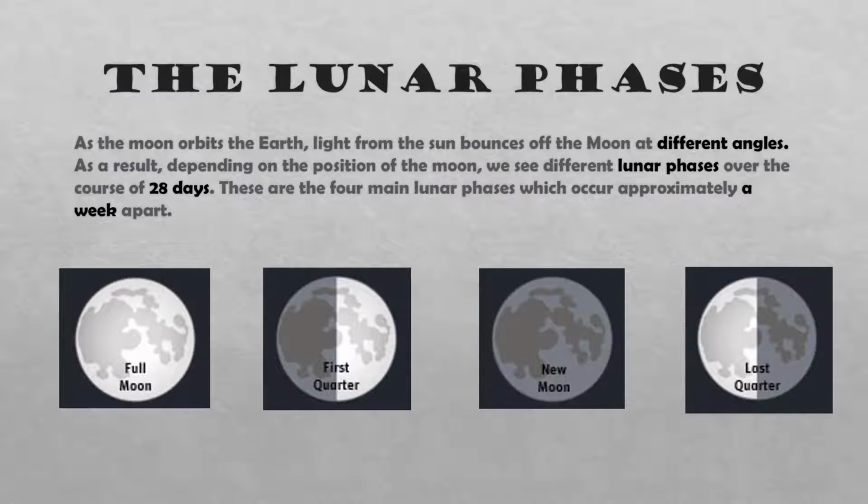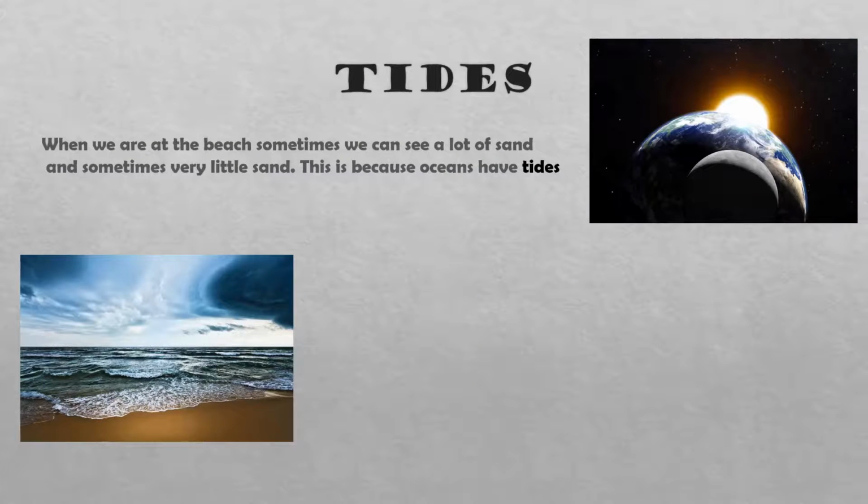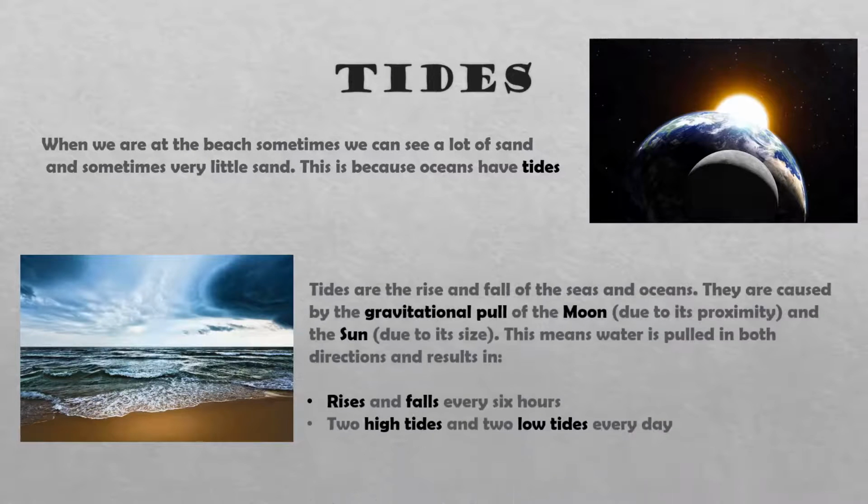and last quarter. Tides. When we are at the beach, sometimes we can see a lot of sand and sometimes very little sand. This is because oceans have tides. Tides are the rise and fall of the seas and oceans.